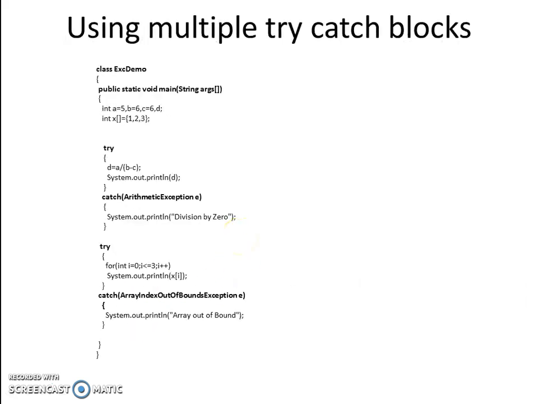Next, in this program, we are using multiple try-catch blocks. This statement may cause an ArithmeticException, which we are catching through the ArithmeticException catch block. Now, this code may cause an ArrayIndexOutOfBoundsException, so we have used the appropriate catch block. So we can use any number of try-catch blocks in our program.